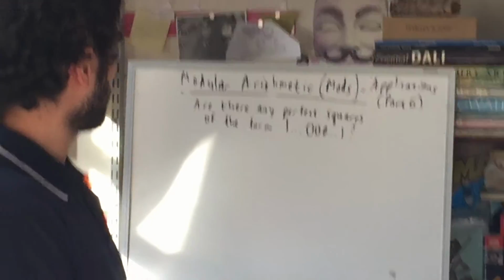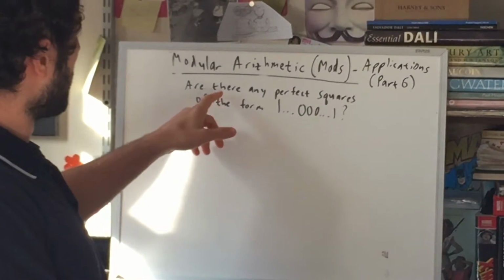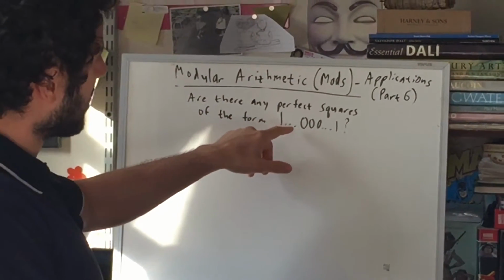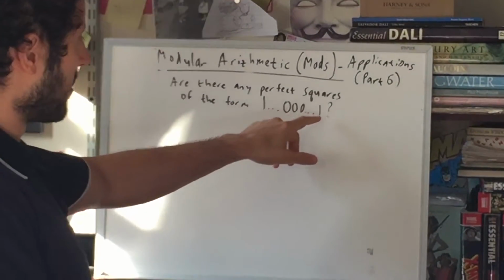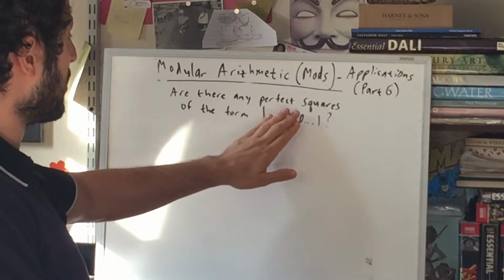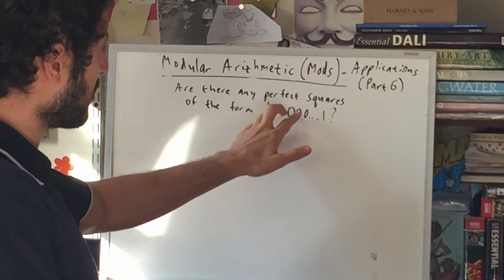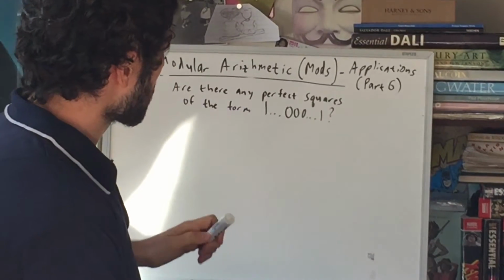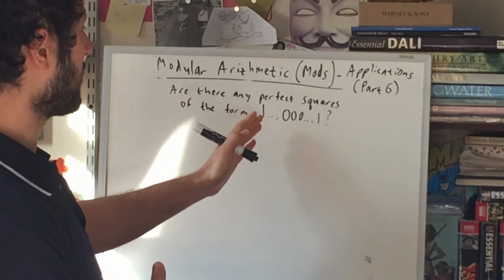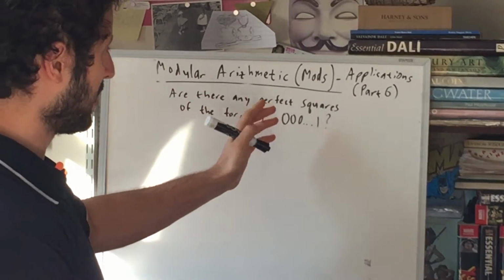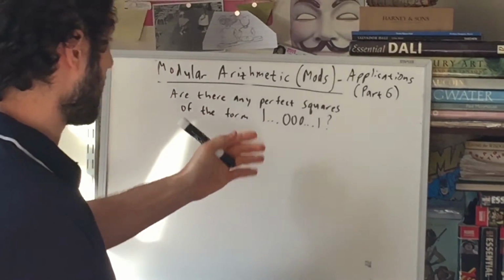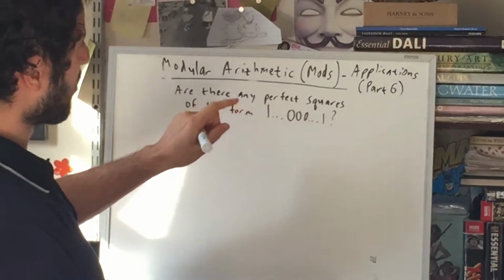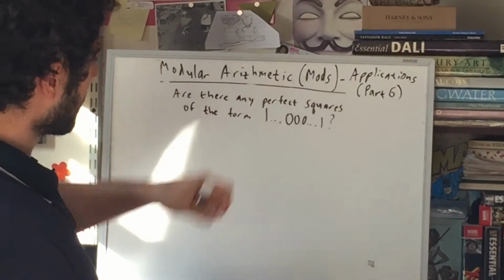In this video, we're going to look at the question of whether there are any perfect squares of the form 1, some number of zeros, and then a 1. This could be anywhere from no zeros to 1 zero to 2 zeros to a million zeros. So this seems like a pretty crazy question, and we're not sure how we would even address it. One very powerful way to approach this is using mods.